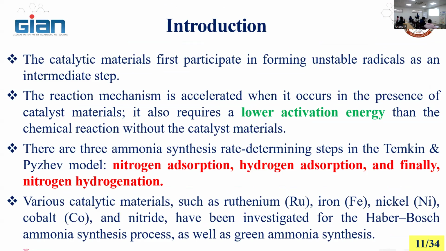So this is an introduction related to today's presentation. The catalytic materials first participate in forming unstable radicals as an intermediate step. As I already mentioned in the previous lecture, the catalytic material we are going to use will find out the different pathways. What is the minimum energy you need to provide so that the required products can be attained? That is called lower activation energy.